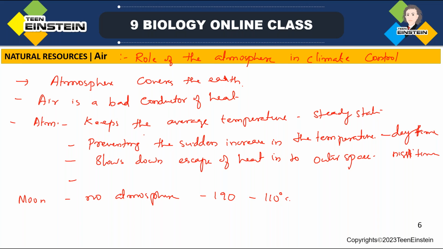So the atmosphere is helping to maintain the temperature range, or the temperature in a steady state way, on earth. Okay, so the presence of atmosphere is always helpful. The atmosphere covers the earth like a blanket. It is preventing the sudden increase or sudden fall in the temperature. So it is helping the earth to maintain the temperature range.